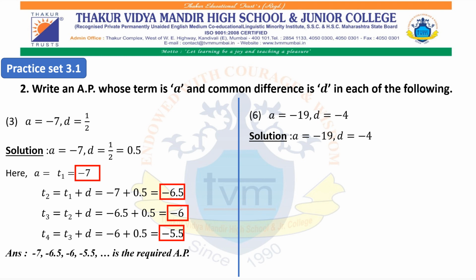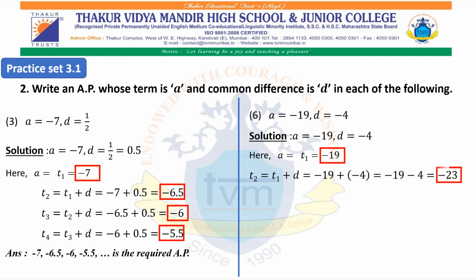A value we got minus 19. Therefore, we will write A equals T1 equals minus 19. First term we got. For finding out the second term, again T1 plus D, means in this case minus 19 plus minus 4 equals minus 19 minus 4 equals minus 23.